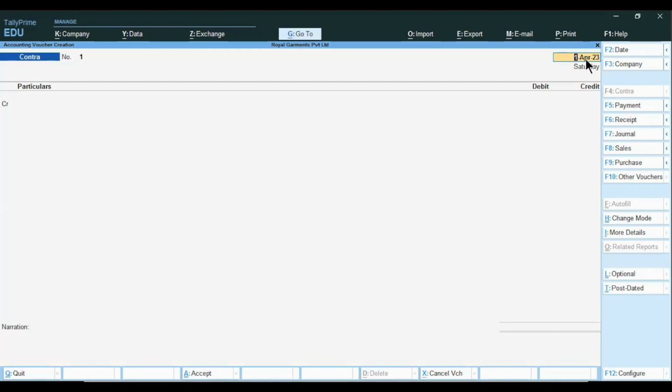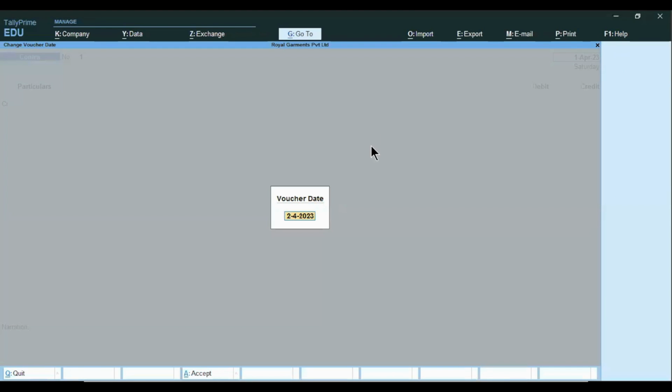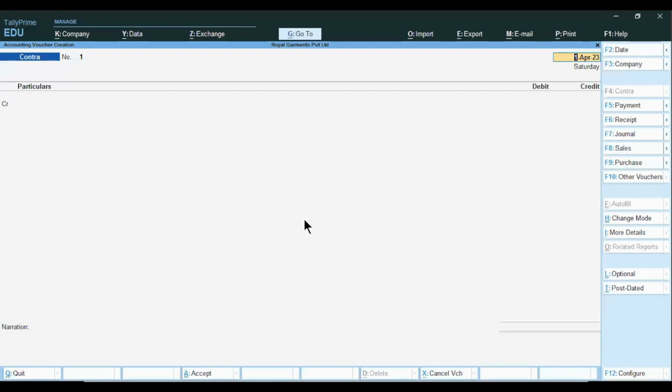23. If you want to change the date, you can either press F2 from your keyboard, or on the right hand side we have date function. So just click on this F2 and here you can change the date. Now enter the date of the transaction and accordingly it will accept that particular date. Suppose I want to enter the date 1st of April 2023. Enter. So the date of voucher is 1st of April.